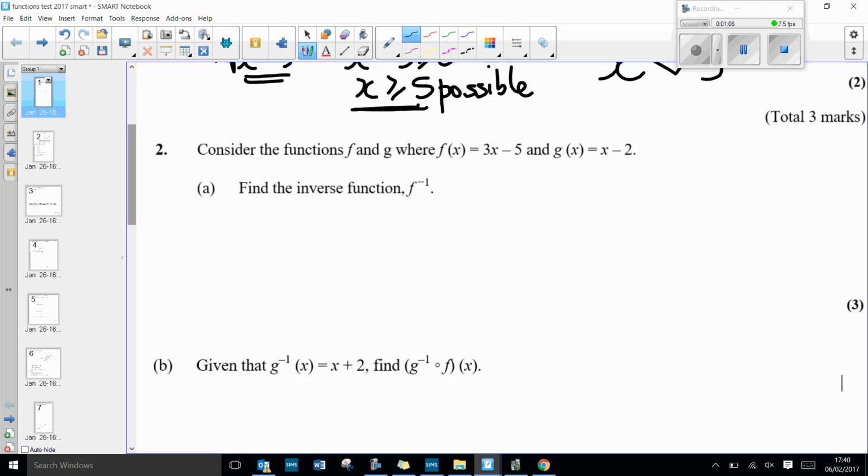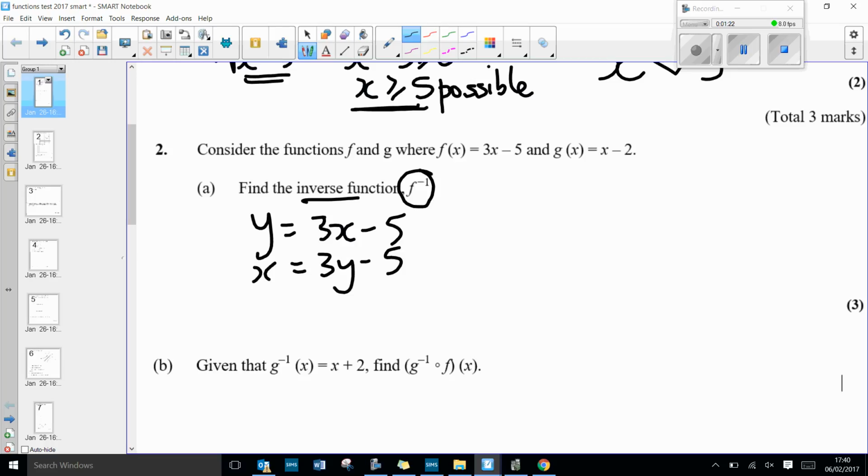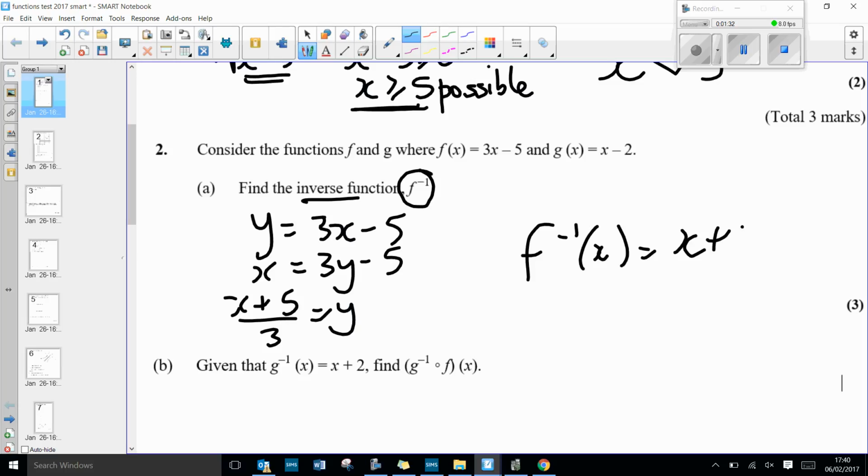Here are two functions. We need to find the inverse function. Note that's indicated with a minus 1. So we write y equals 3x minus 5. Switch the x and the y. And then rearrange to make y the subject. So the inverse function is x plus 5 divided by 3.